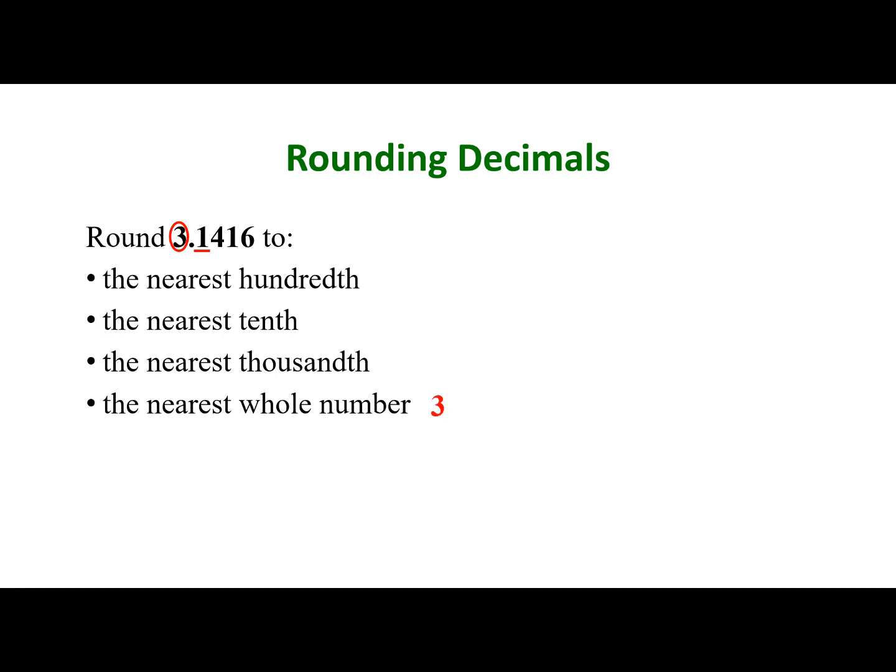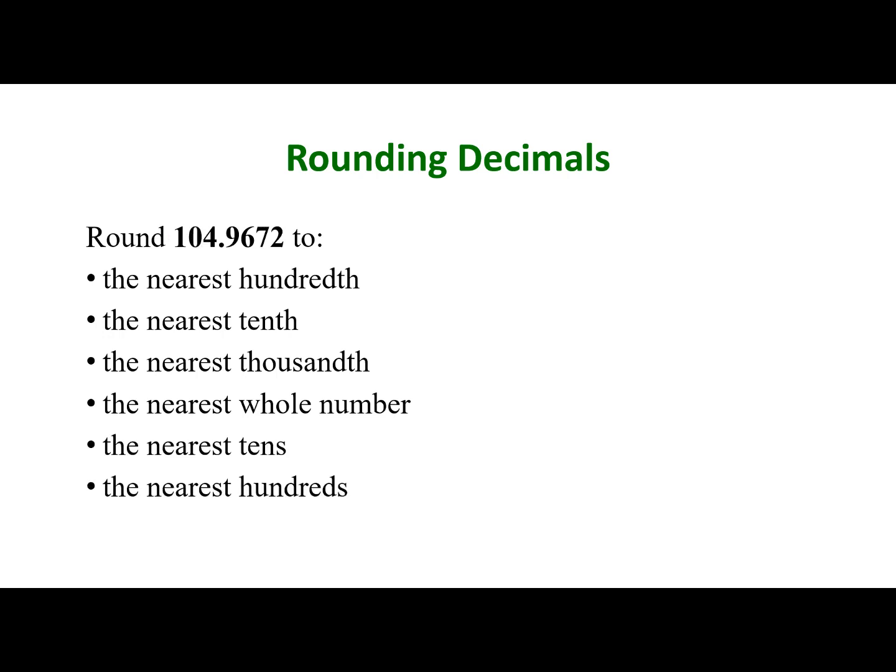Let's do one more example. Round 104.9672 to the nearest hundredth. Hundredths is 2 decimal places, that's a 6. The digit to the right of 6 is a 7, that means we round up. Our answer is 104.97. To round this number to the nearest tenth, that's 1 decimal place, that's a 9.